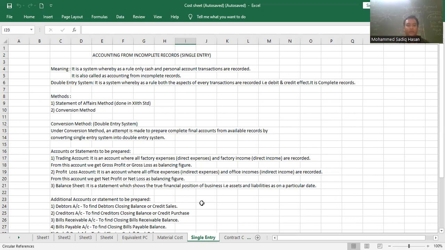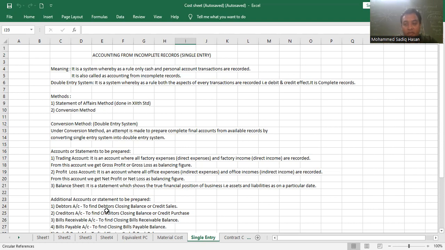Now we come to the balance sheet, the last part. After trading and profit and loss, we have the balance sheet. What is the balance sheet? It's a statement which shows the true financial position of the business, that is assets and liabilities as on a particular day. So it's basically a statement. If you see the first two, trading and profit and loss, they are accounts. But the balance sheet, we don't write as an account, it is a statement.